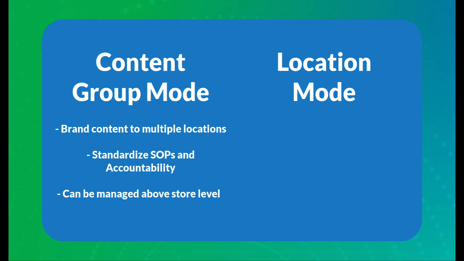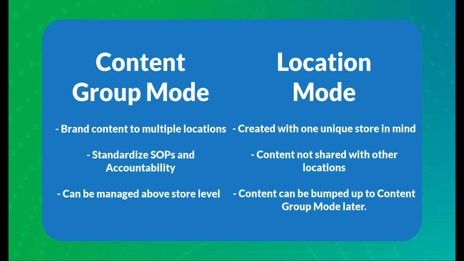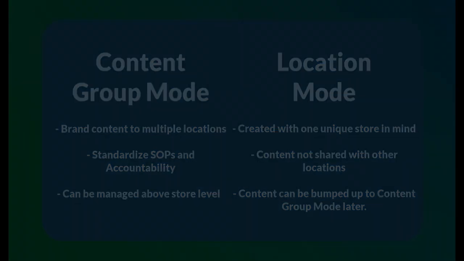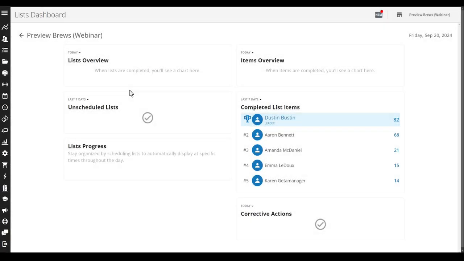On the other hand, location mode is specific to each location. Some features like scheduling, time clock, and entering your people and roles will always be used in location mode. And this mode is ideal if you have location-specific content, like checklists you only do at one location versus the other. Next, let's talk a little bit about managing your team with Jolt.